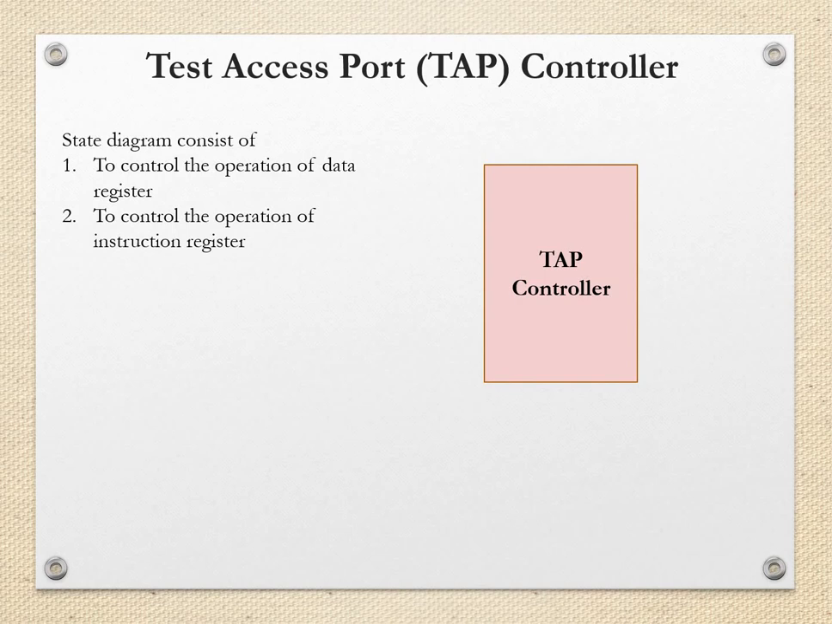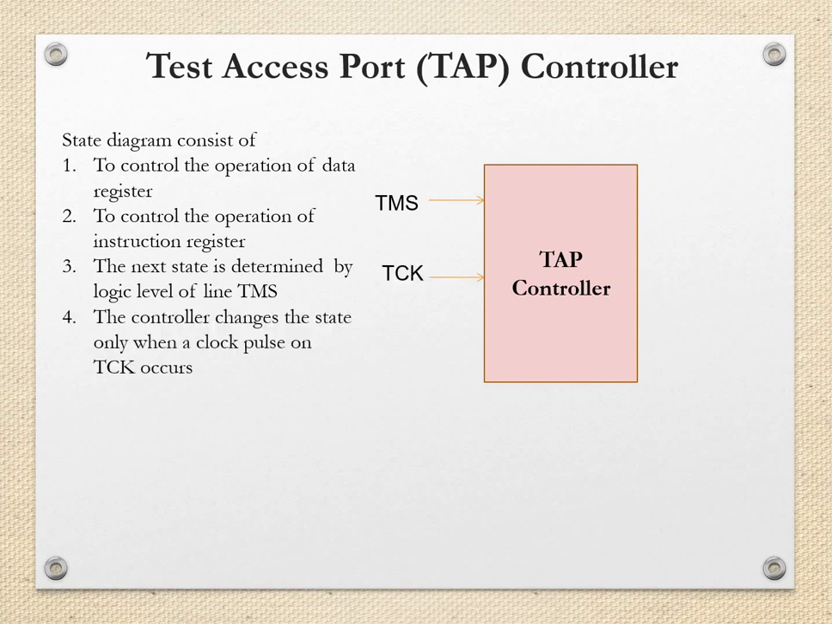So we'll see the block diagram for this TAP controller. The TAP controller has important inputs such as TMS, that is test mode select. The next state is determined by the logic level of line TMS. Another important input is TCK, that is, the controller changes state only when a clock pulse on TCK occurs. And the outputs of this TAP controller are the different control signals for this boundary scan cell, that is select, where the scan data sequence is initiated.